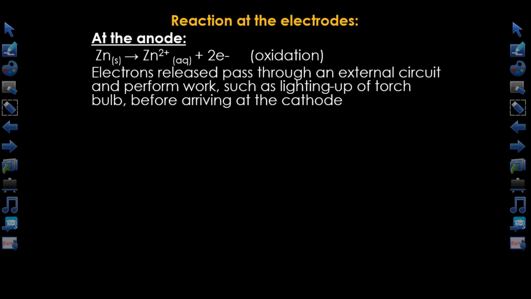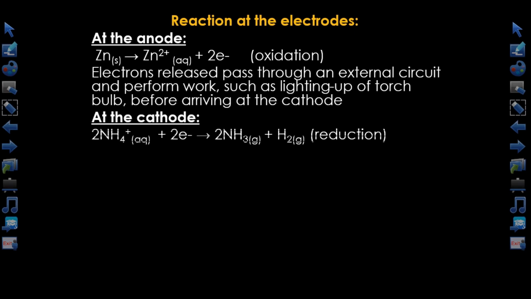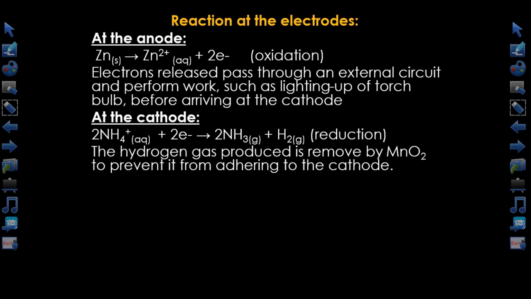At the anode, the zinc is oxidized, that is to say, it loses electrons, and these electrons pass through the external circuit and do work such as lighting up torches or bulbs, or even driving a toy car. And once these electrons do this job, they get to the cathode, where they further react with the ammonium ion, that is, the ammonium chloride receives these electrons and is reduced to ammonia and liberates hydrogen, and that is why it is a reduction reaction.